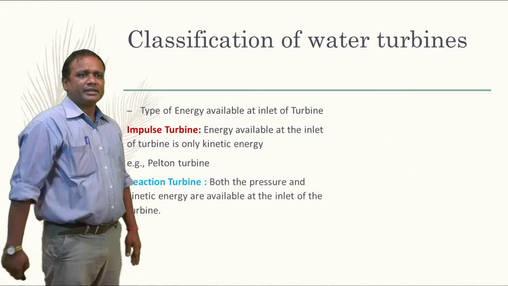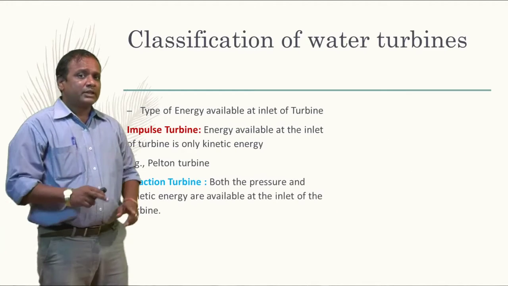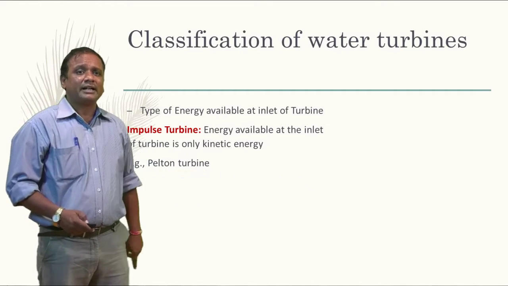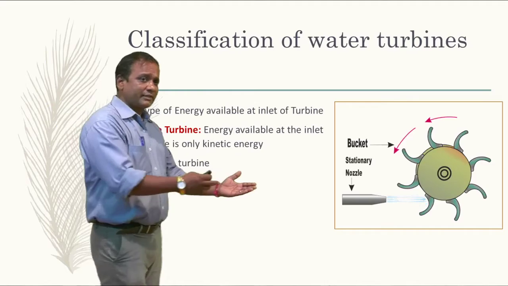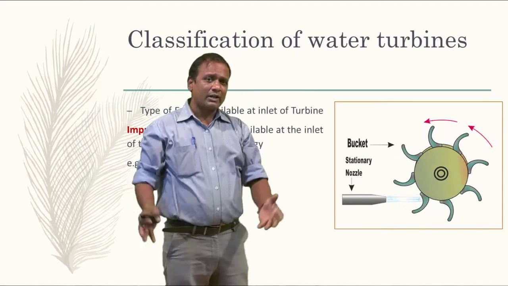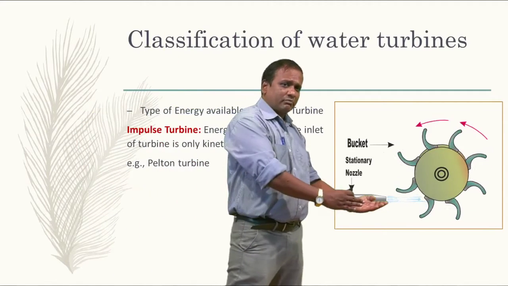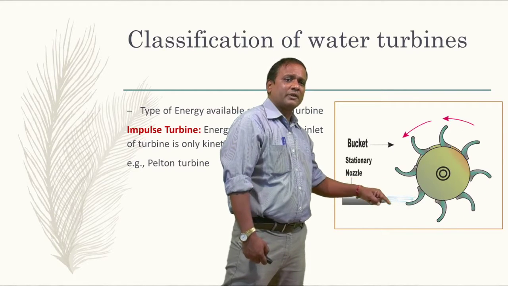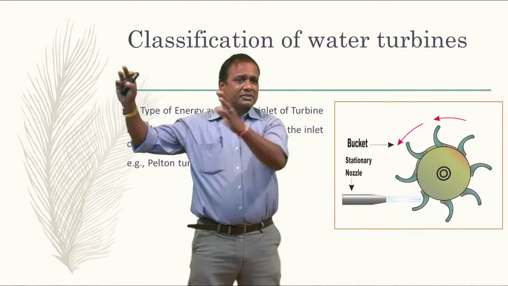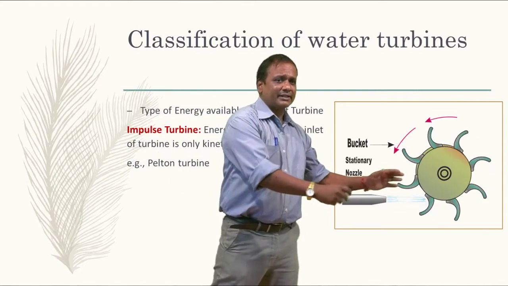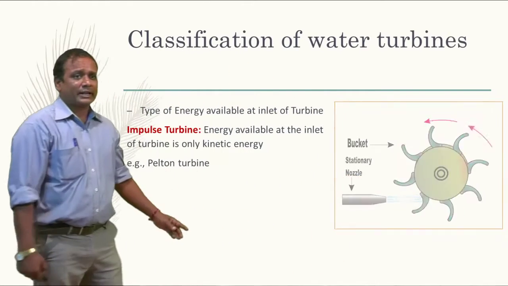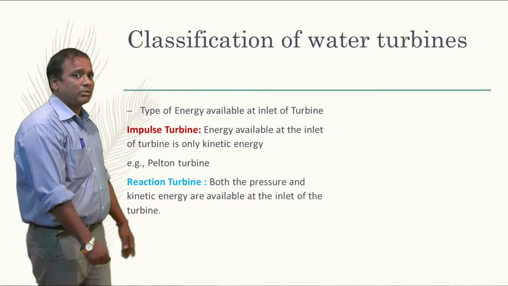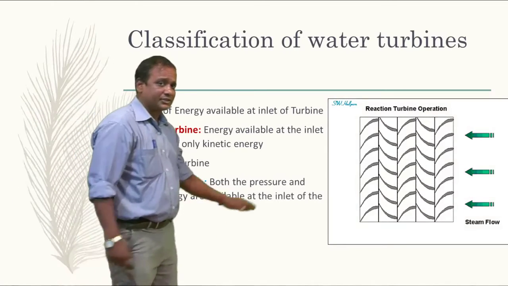Another one is the reaction turbine. Both the pressure and the kinetic energy are available at the inlet. As you can see, the pressure is outside in the reservoir, which is pulled into the nozzle. At the exit of this nozzle, we have kinetic energy. Pressure is outside, energy is inside. But in a reaction turbine, both the pressure and the kinetic energy are available inside the turbine, as you can see here.